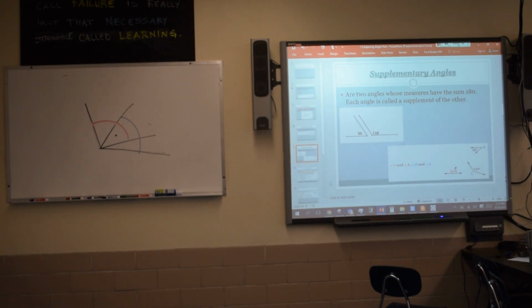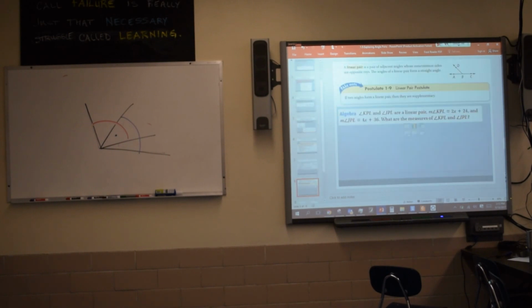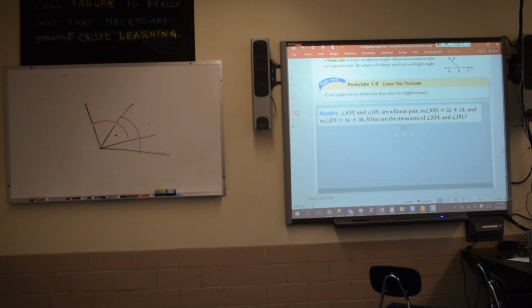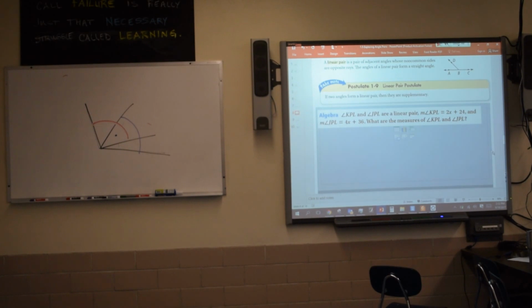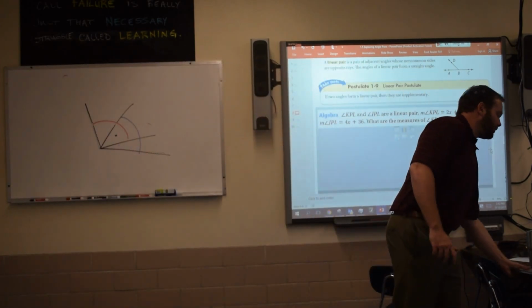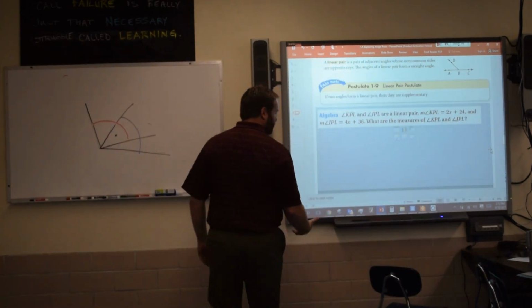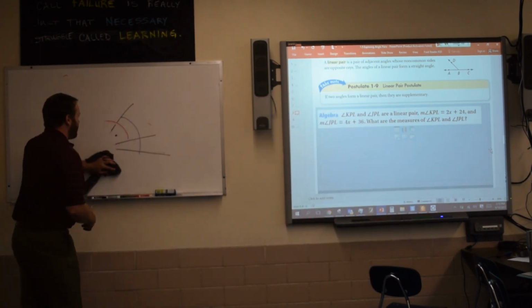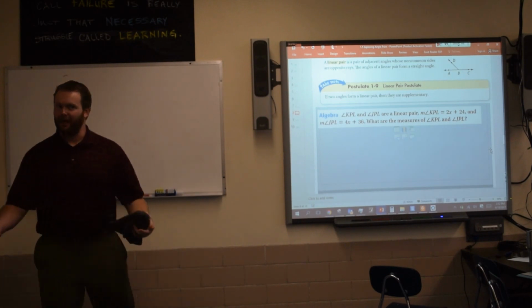Okay. Let's go down to, I'm going to skip a couple slides, we'll come back to these. I want to get down to this one. It says a linear pair. Pair meaning what? Two. And linear, what's the root word for linear? Line. So a linear pair refers to two angles that, when we put them together, form a line.